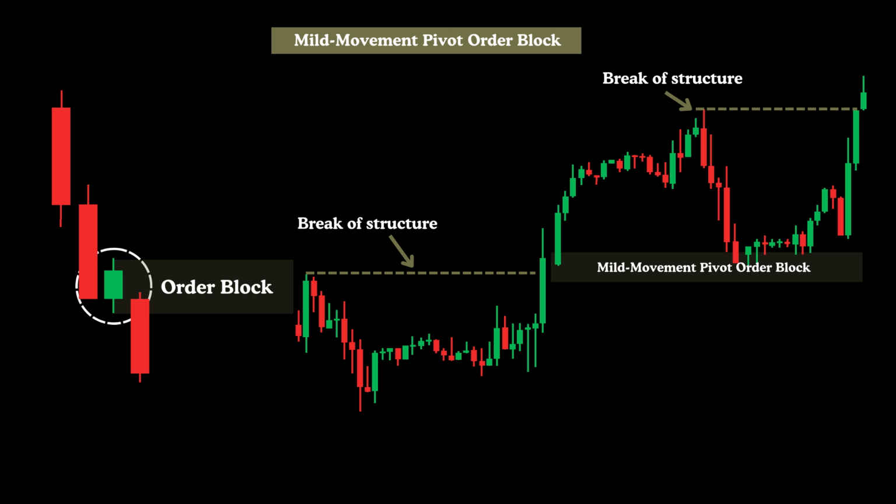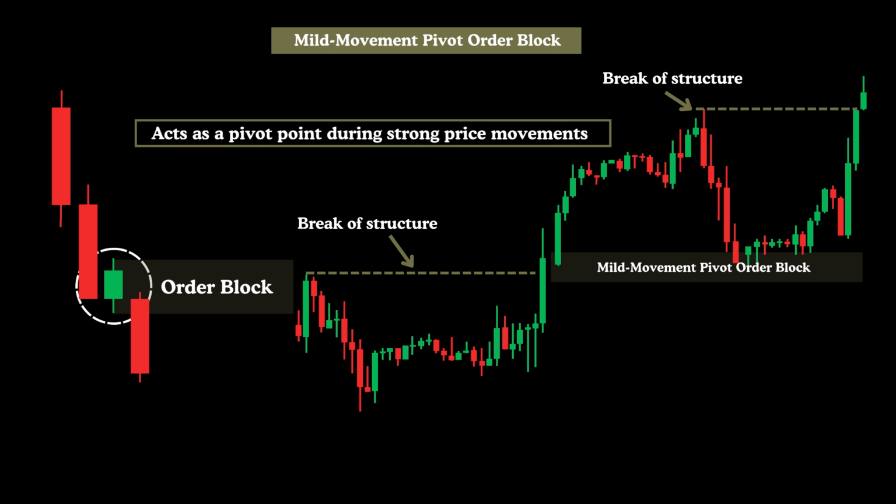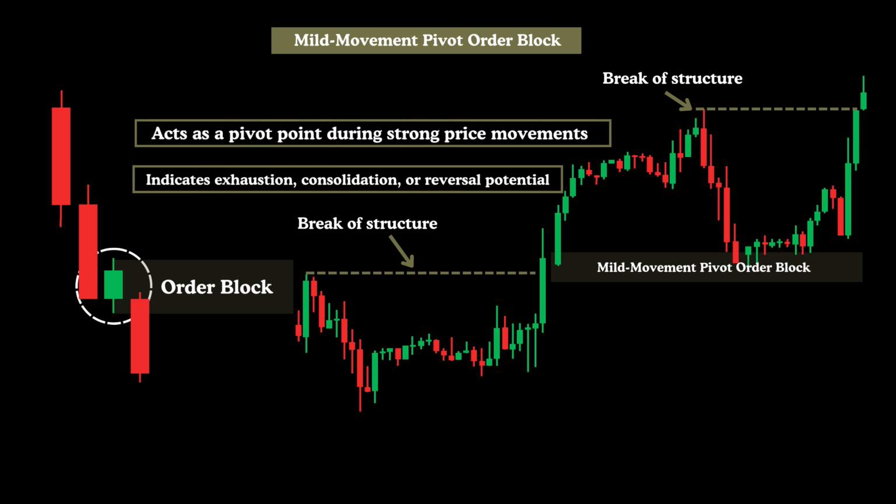These pivot candles suggest a moment of indecision or loss of momentum during an aggressive move. Traders interpret these zones as potential areas where price could stall or reverse. Therefore, such levels become key watch zones, as price often reacts to them when revisited. Key takeaways: it acts as a pivot point during strong price movements. It indicates exhaustion, consolidation, or reversal potential. It is valuable for spotting reaction zones during retracements.